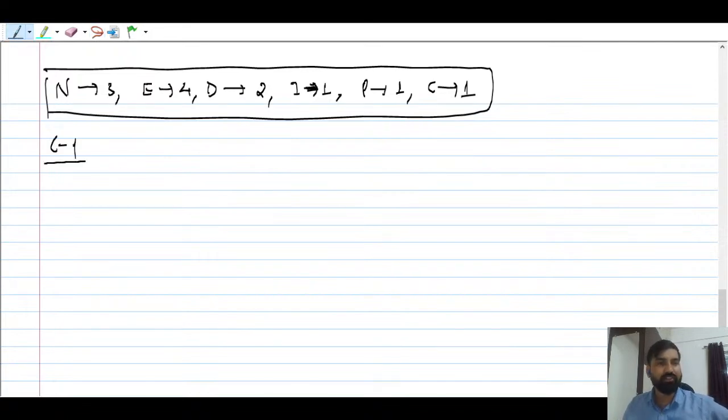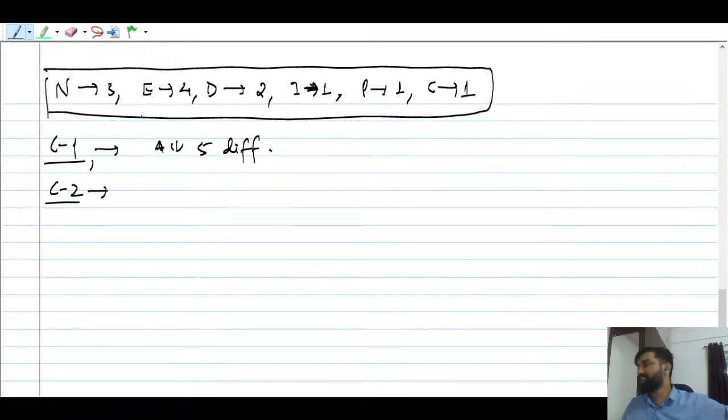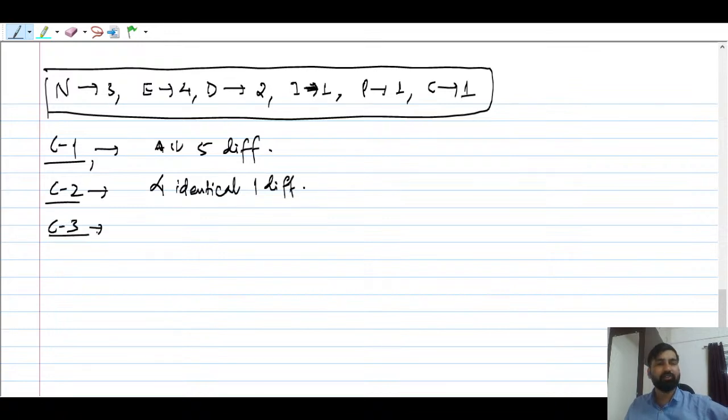So case number 1, let us take here. Case 1 means all 5 are different, right? Case 2, what will happen? You can say 4 identical and 1 different. And case 3, what can happen? You can say 4 is the maximum identical, right? 3 identical, and 2 different. Yes, you can take 2 because there are 2 D's. I hope this makes sense to you, right?